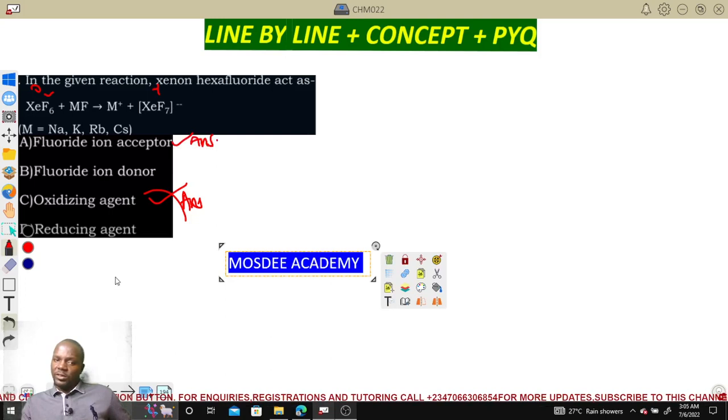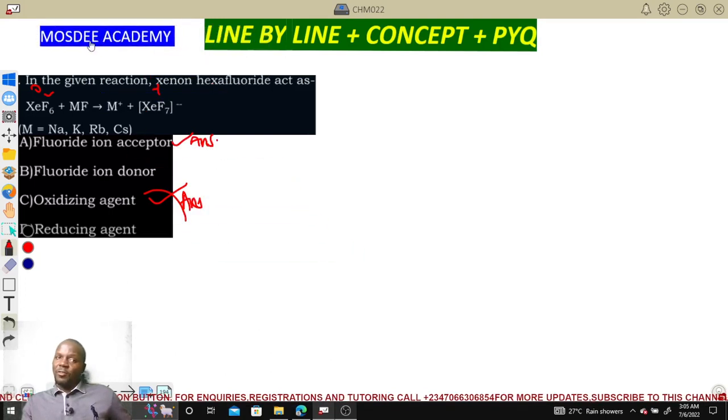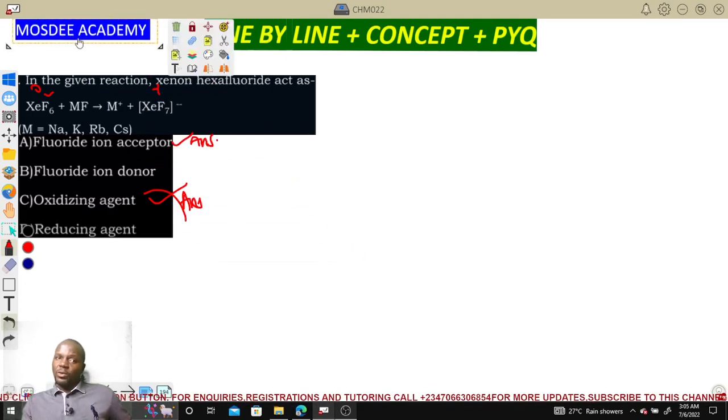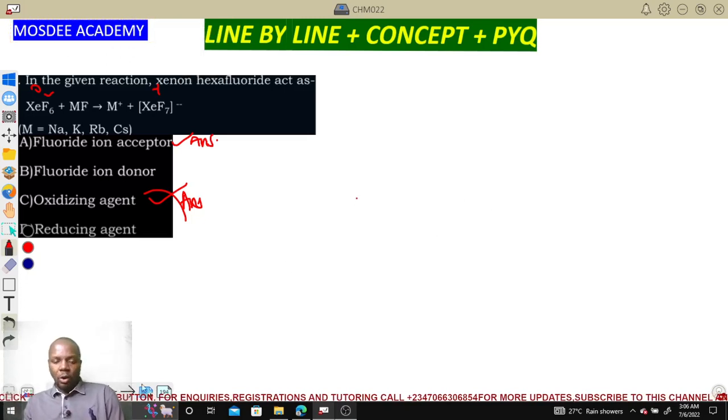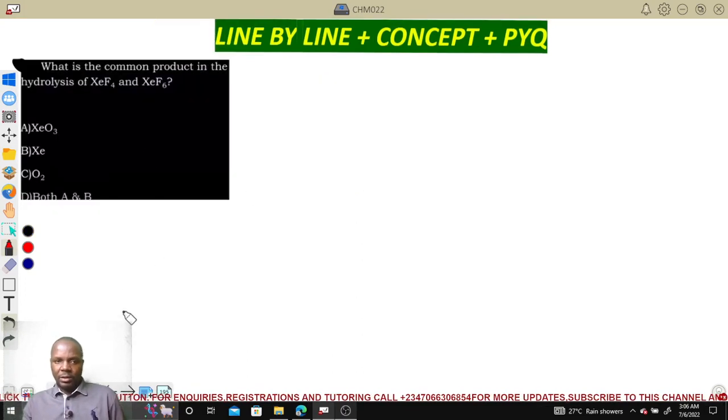So please, not an oxidizing agent in that reaction. Fluorine in that xenon and fluorine, you expect what? A donor of fluoride or an acceptor of fluoride. Fluorinating agent. Please keep that at the back of your mind. On to the next question. I am rushing now. We are almost getting there to the end of the question.